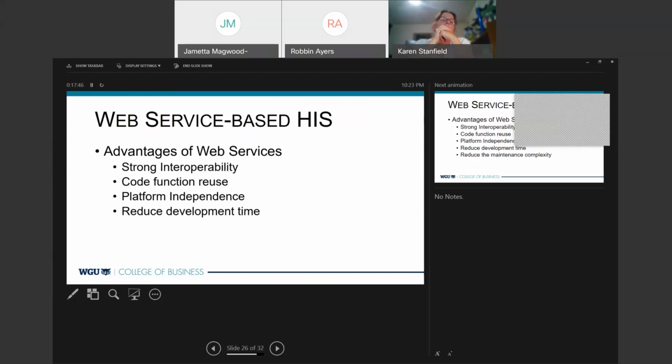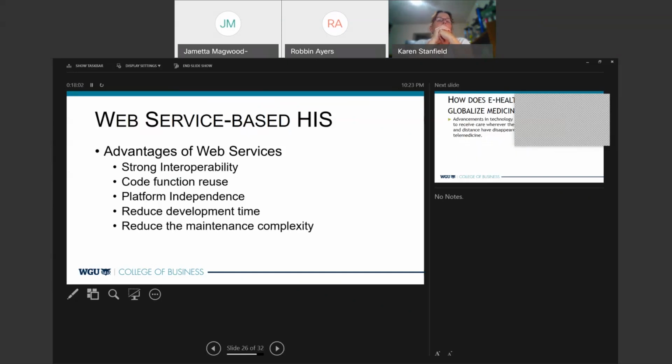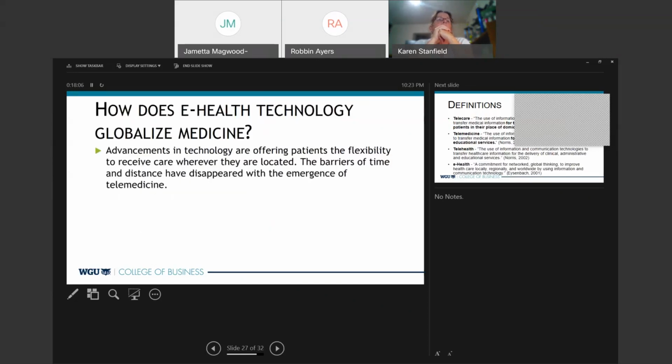And when you would talk about reducing the time to develop your systems or your coding, all of that information was recyclable. So it reduced the time that you would have to invest in developing your code. And it was not as complex. These are some of the features and factors that allowed for the globalization of medicine.